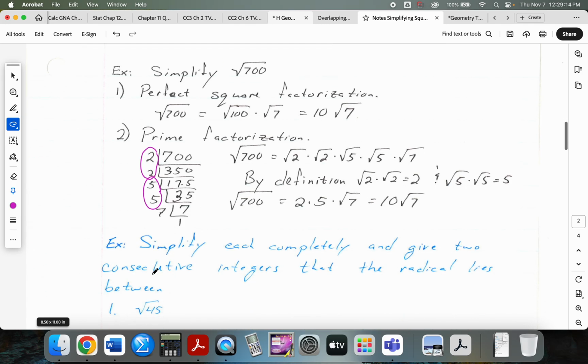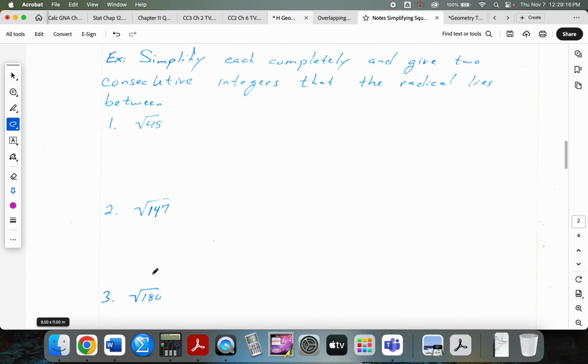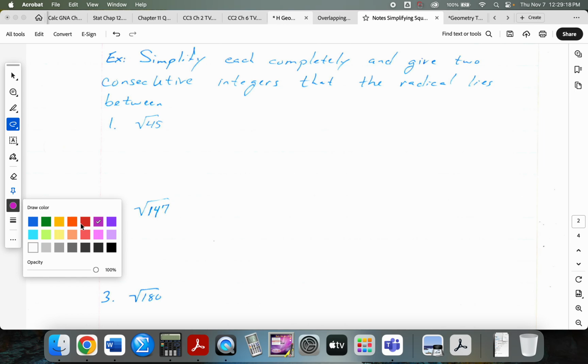Okay, so let's simplify these. We're going to zip through these pretty quickly. We should have done the tree, the one we learned in fifth grade. Yeah, that's what I was going to say.